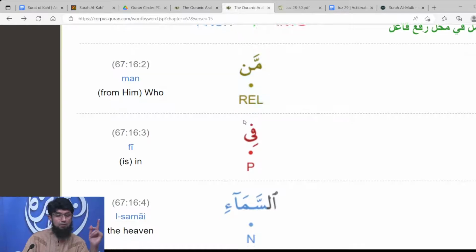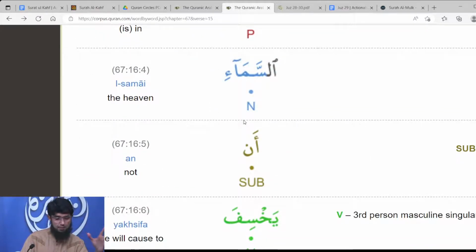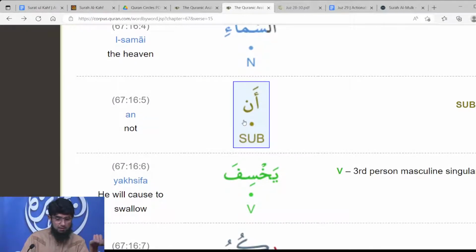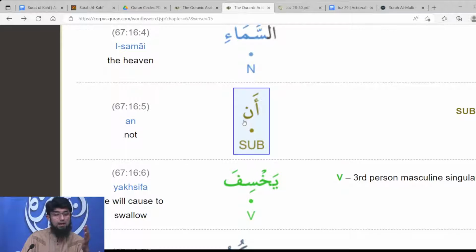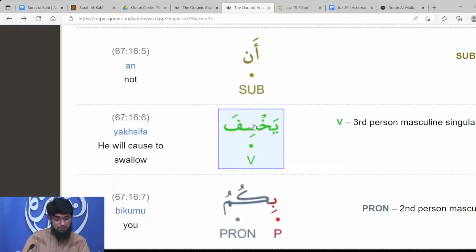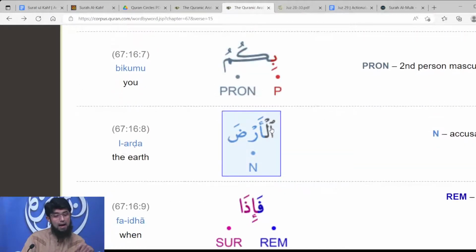Man, who, fi, in, as-sama'i, the heaven. I'm just going fast on things that we have already done. An, or it can also mean then, that, right? Amintum man fi samai an, that, yakhsifa, right? Khasafa is to swallow. Ya is for he. He will cause to swallow bikum, with you all, al-arda. So he will cause the earth to swallow you all.